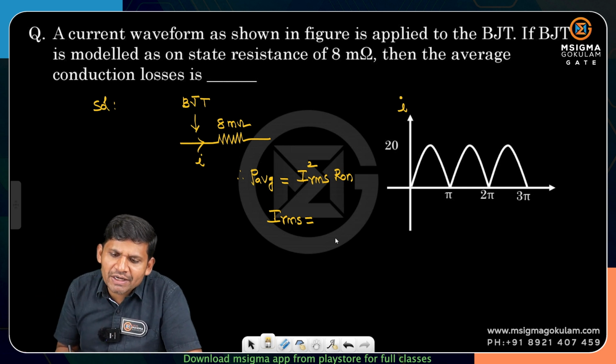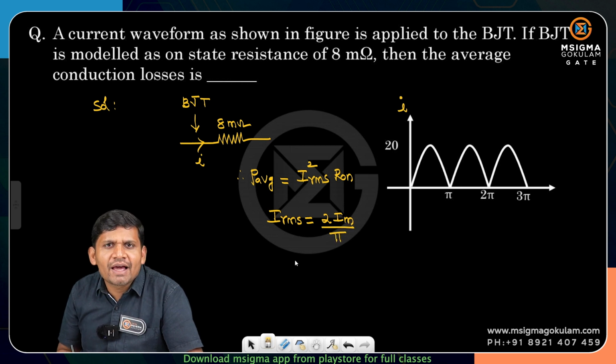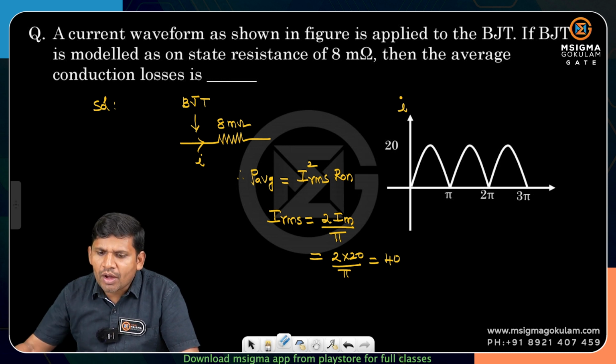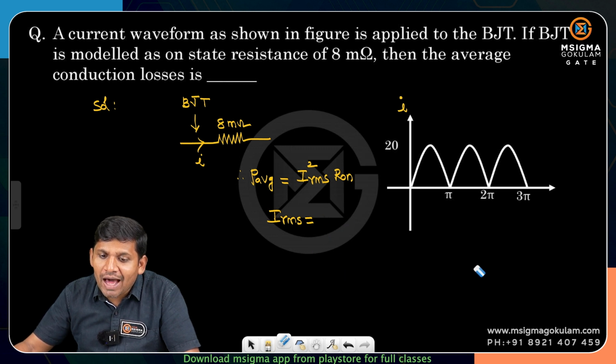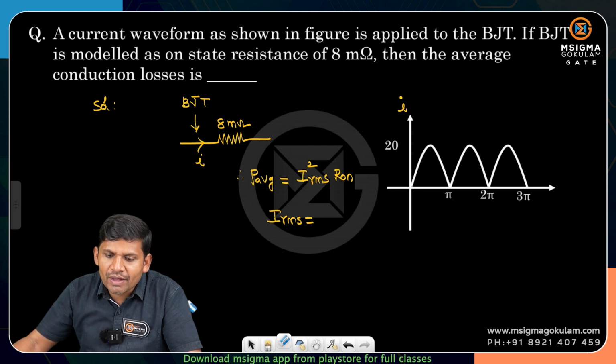Now for the full wave diode rectifier output, what is the RMS value? 2 Im by pi. It is 2A by pi, but here current is Im, that is 2 Im by pi, that is 2 into 20 by pi. Sorry, I am talking about, which one, students? Average. This is average, but I am talking about RMS now. How to calculate RMS, you tell me?